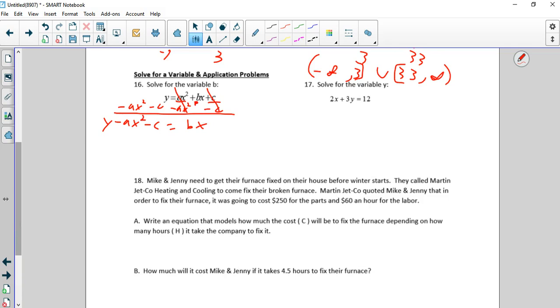Now I'm solving for b, so what do I need to get rid of? The x. That's my answer. b is equal to y minus ax squared minus c all over x.